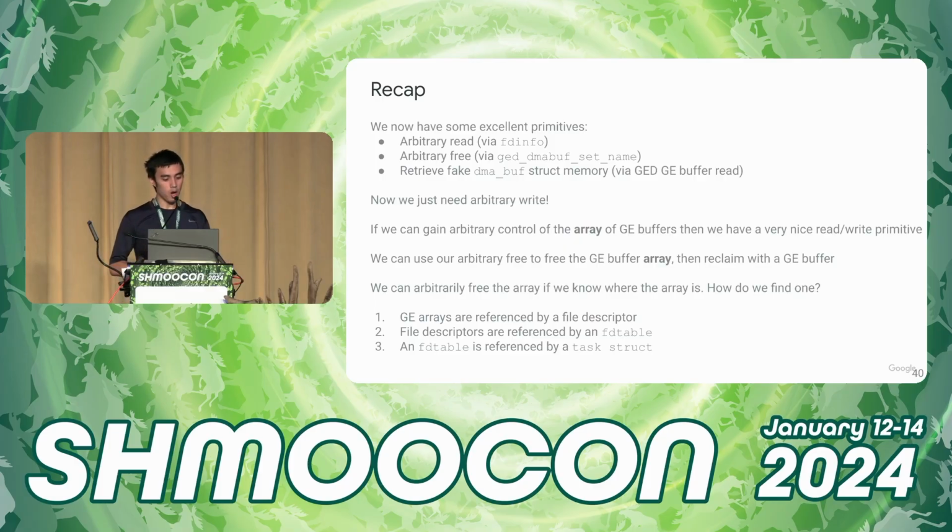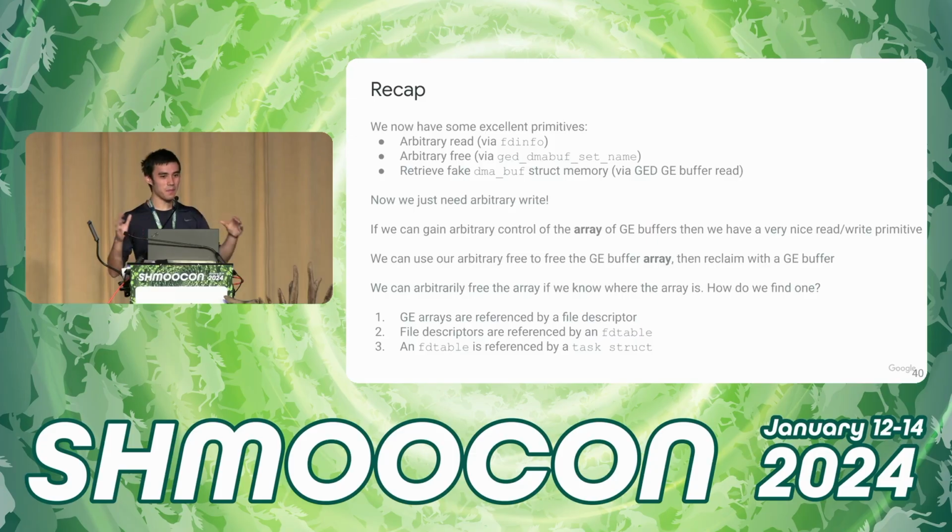If we can gain arbitrary control of the array of GE buffers, then we have a very nice read-write primitive, and we'll very easily be able to get to root. We can use our arbitrary free to free the GE buffer array and then reclaim it with a GE buffer. As a brief reminder of the difference: there is a GE file descriptor that has a GE file. That GE file references a GE buffer array, an array of GE buffers, and inside of that are GE buffers themselves. And that GE buffer array is really just an array of pointers to GE buffers.